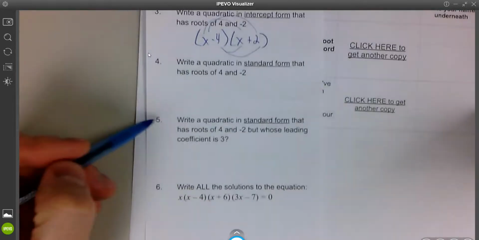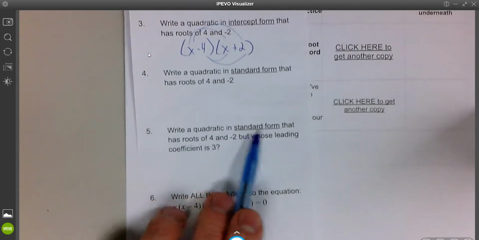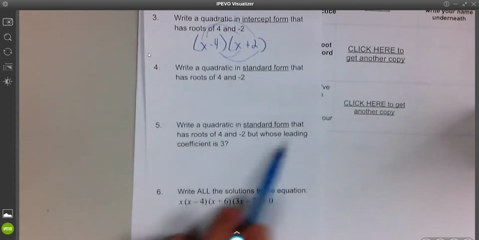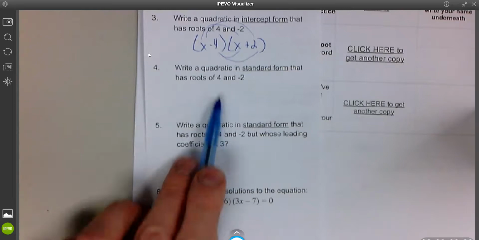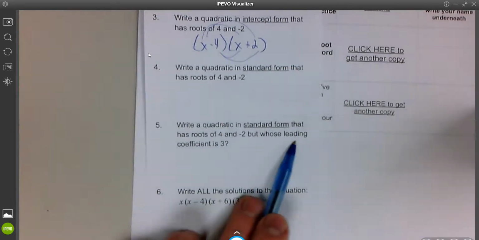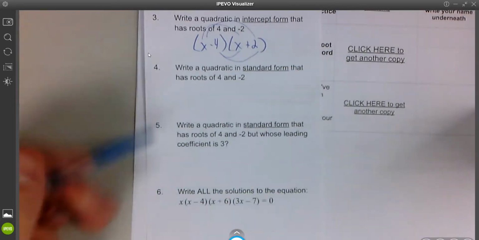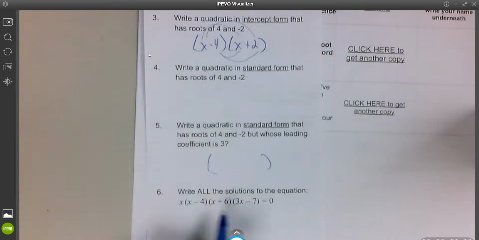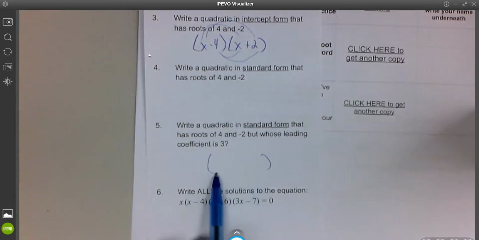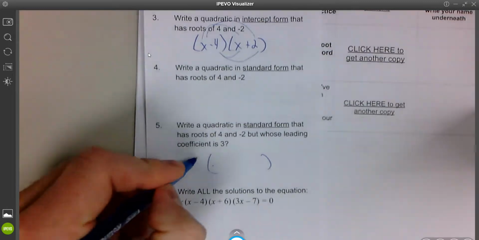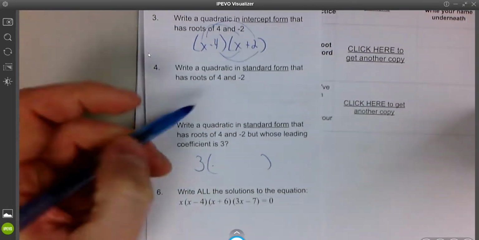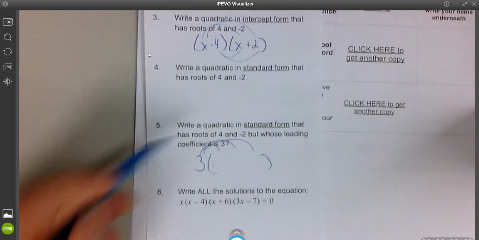Okay, I'm going to help you with 5 then. 5 says find a quadratic in standard form, what we just did, that has roots 4 and negative 2, what you just did, but whose leading coefficient is 3. That means you're going to have some answer from the one above, and you want the very first number to be a 3. So you're just going to times everything that you got on that previous one by 3.